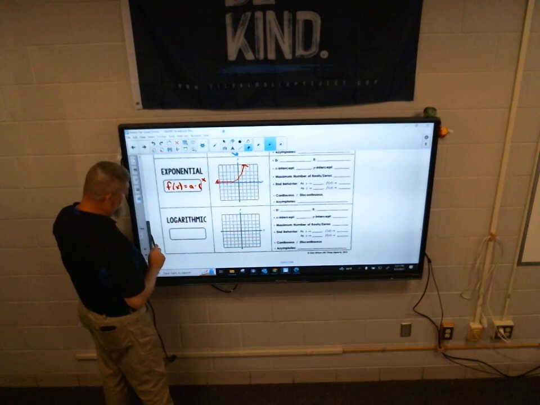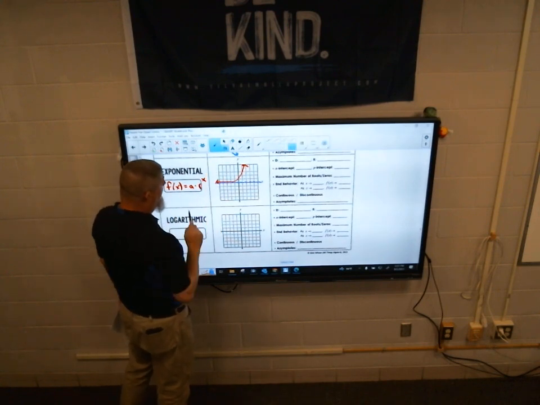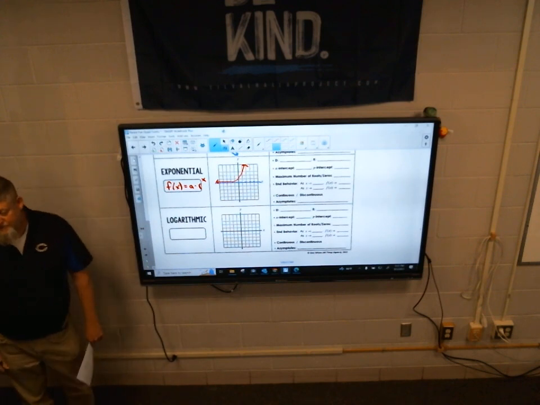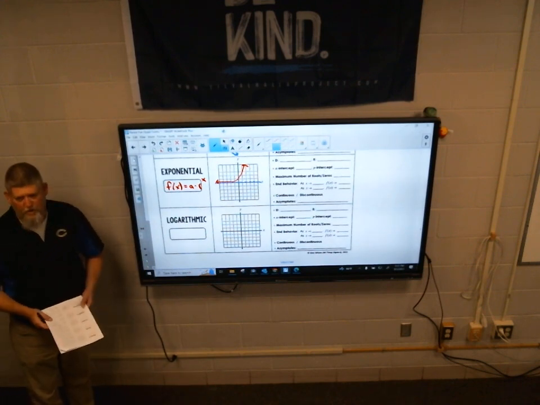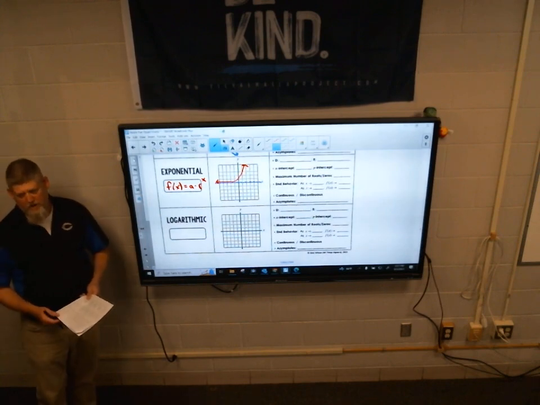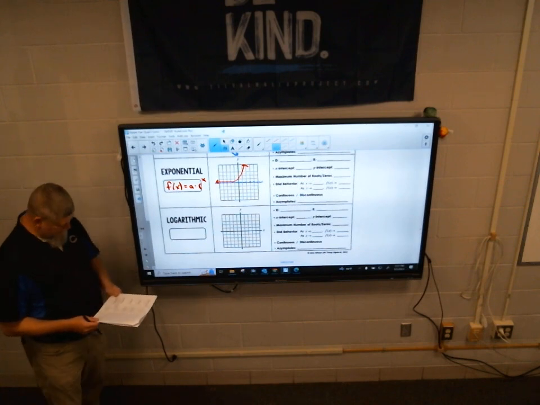Okay, last one. This one we're not going to get to until much later in the year, but it's logarithmic. How many of you have heard that term before, logarithmic? It should be introduced in Algebra 2, maybe the end of Algebra 1, depending on how far you got.